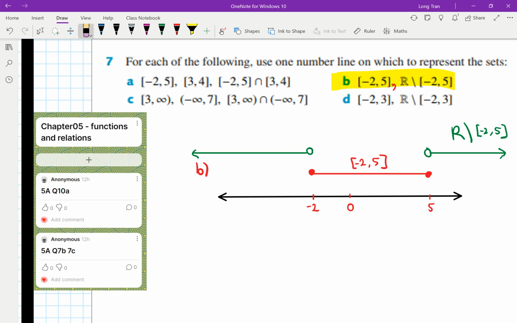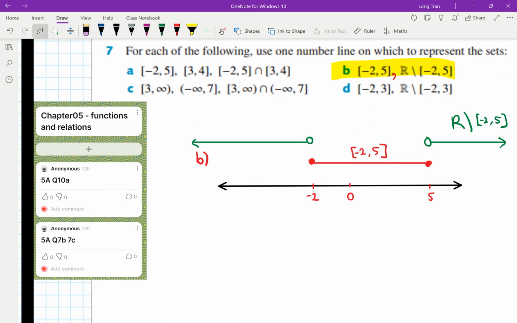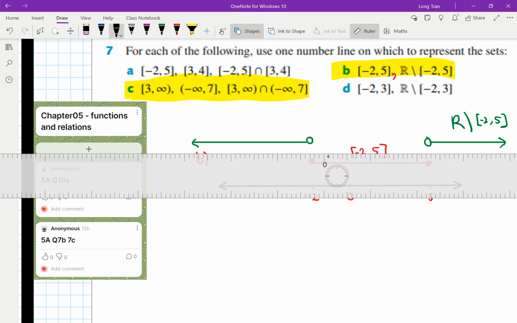So if I did it the same again for, say, C, let's do C. So C here, there seems to be, wow, there's three number lines there. Okay, so let's do this again. No, I'll use this one instead. So maybe I'll just do it on the bottom here.